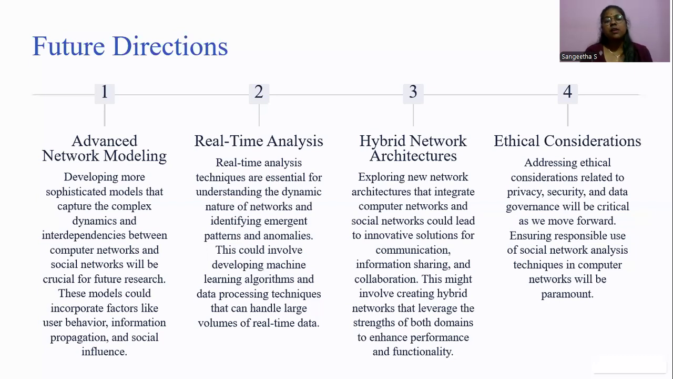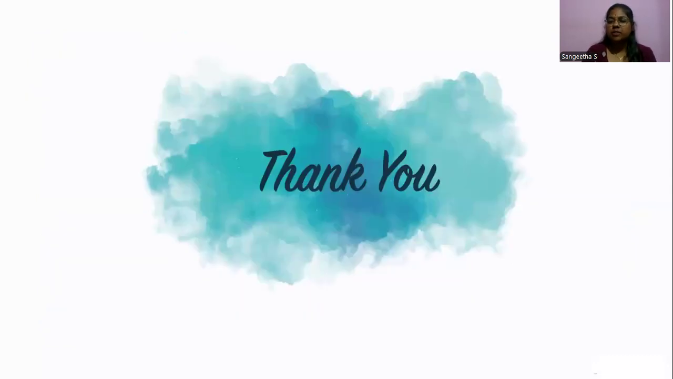Future directions. What are the future directions for using computer networks as social networks? The first one is advanced network modeling, then real-time analysis, hybrid network architectures, and ethical considerations. These are the future directions of using computer networks as social networks.